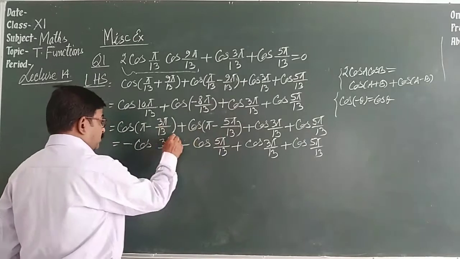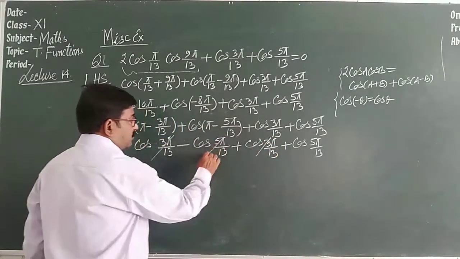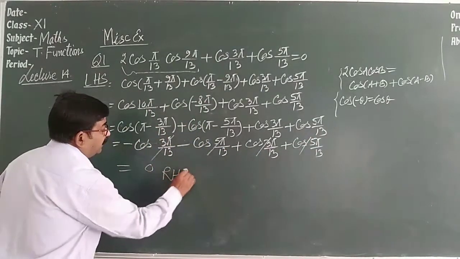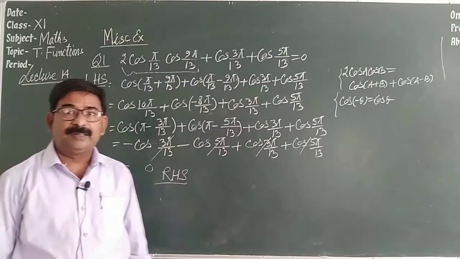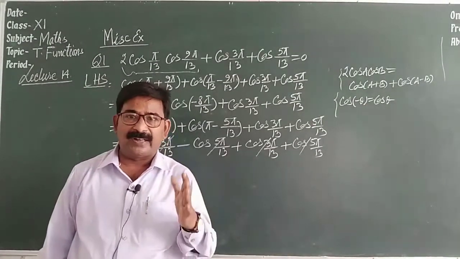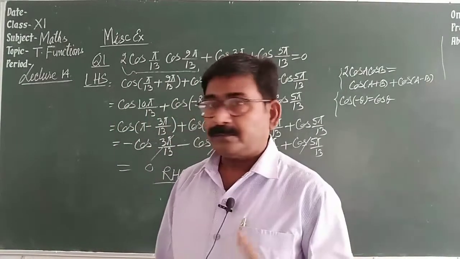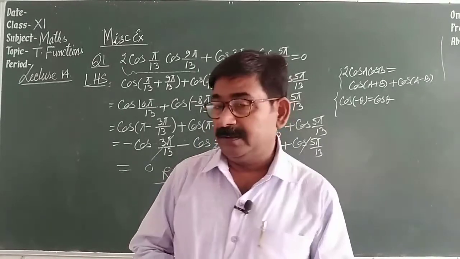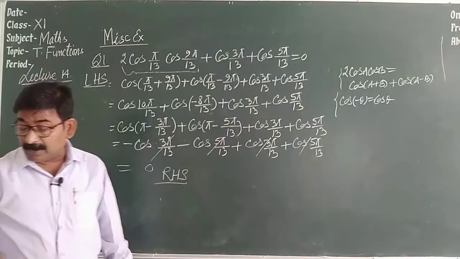See this, cos 3 pi by 13 positive and negative cancel, and cos 5 pi by 13 positive and negative cancel. So what we have is equal to 0, the right hand side. This is the solution of the question. Got it? Simple one. You just have to decide what kind of formula we are applying here, and after that you can apply the exact formula and you will get the result. Now let's see question number 2.